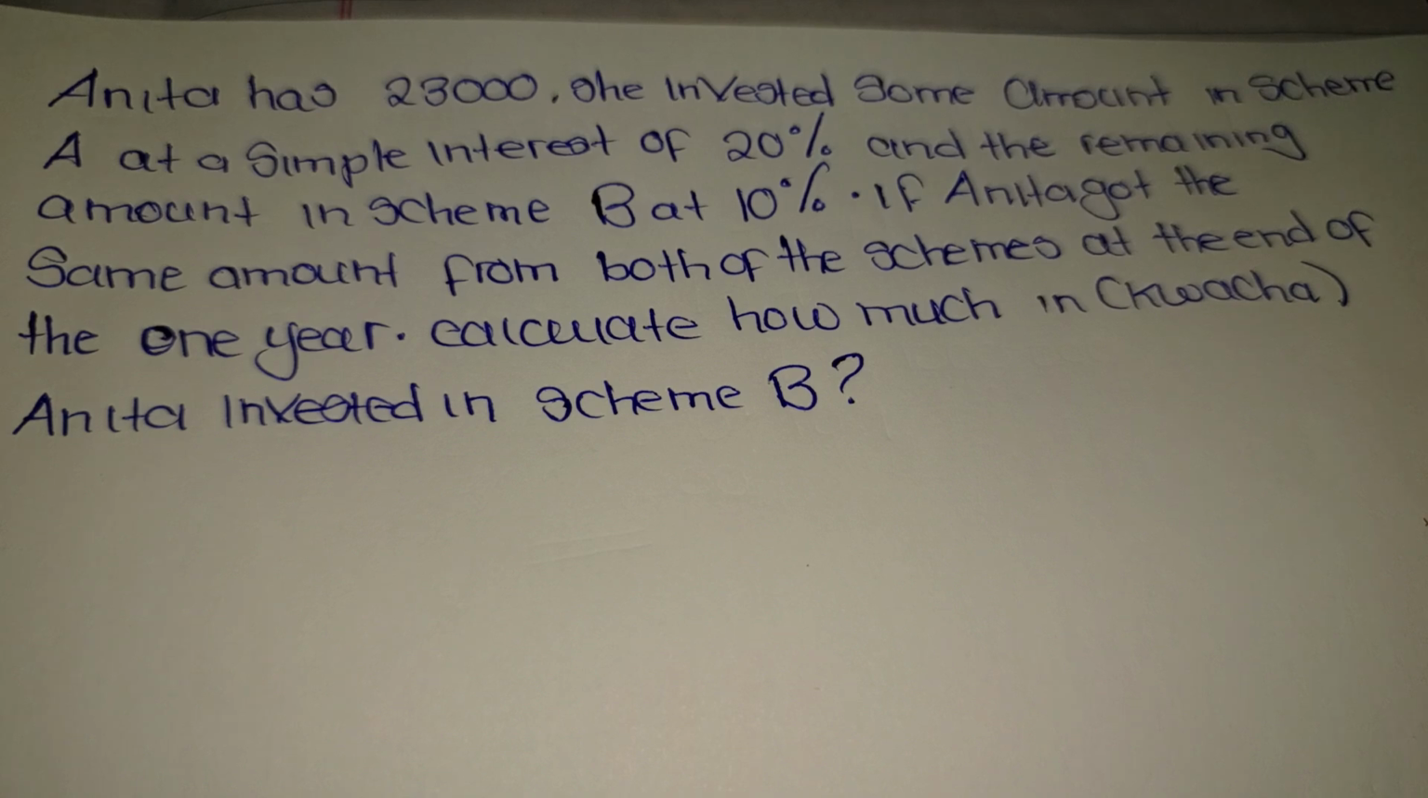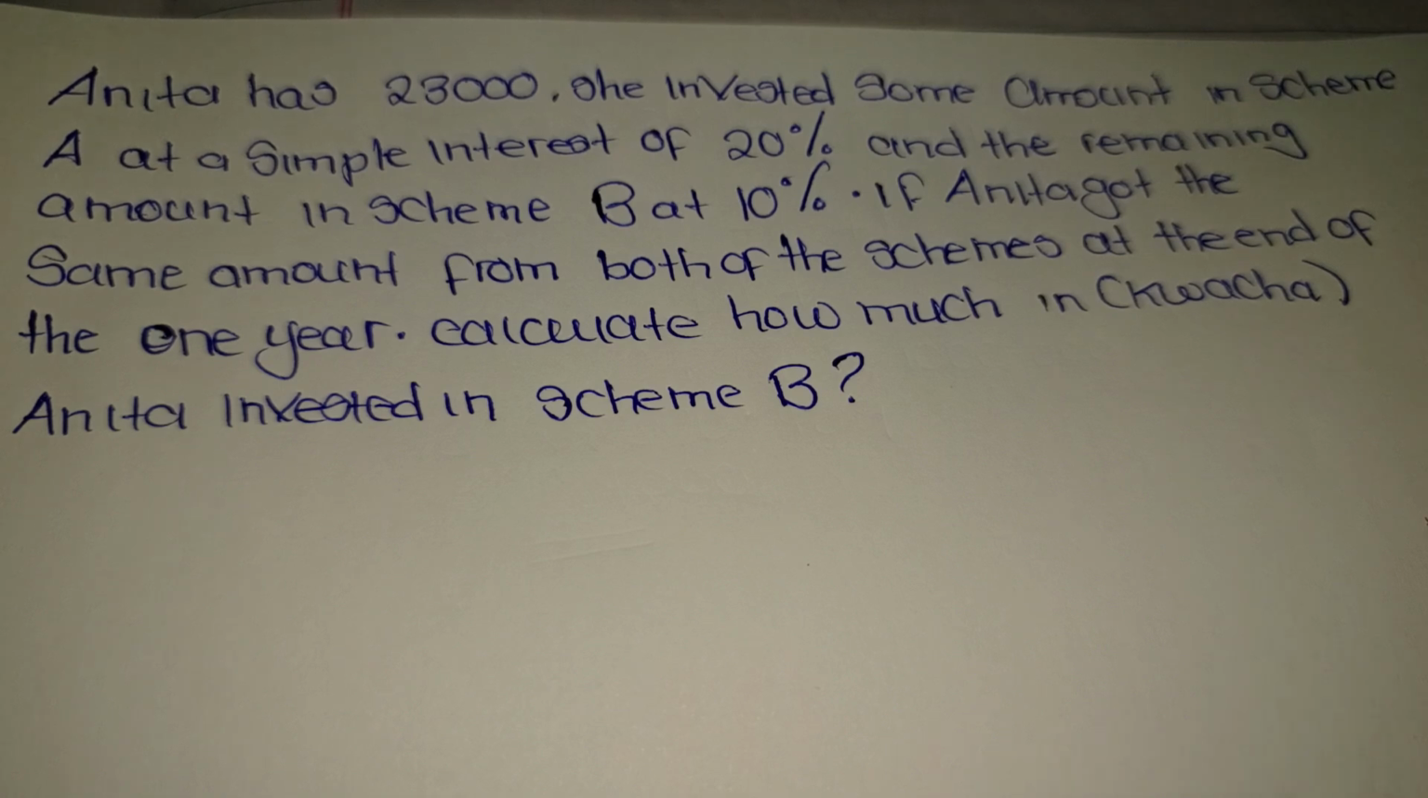So we have another interesting application of simple interest, where the question reads to say, Anita has 23,000. She invested some amount in scheme A at a simple interest of 20% and the remaining amount in scheme B at 10%. If Anita got the same amount from both of the schemes at the end of 1 year, calculate how much in kwacha Anita invested in scheme B.